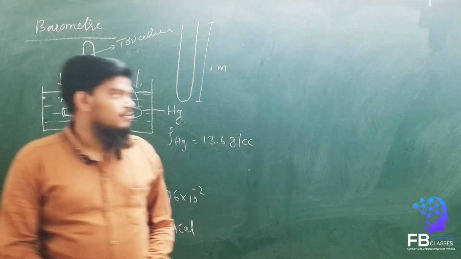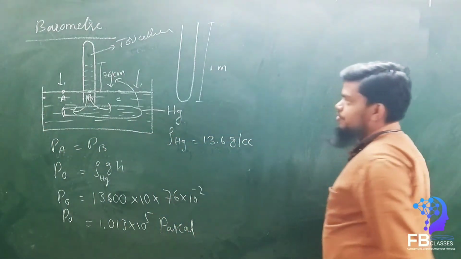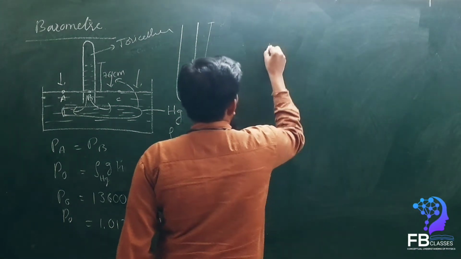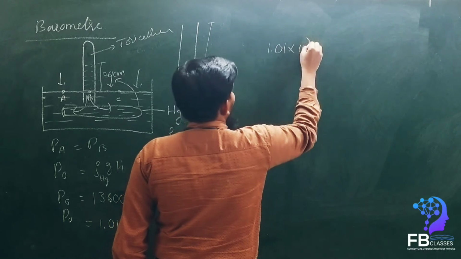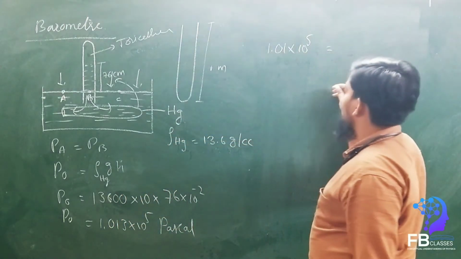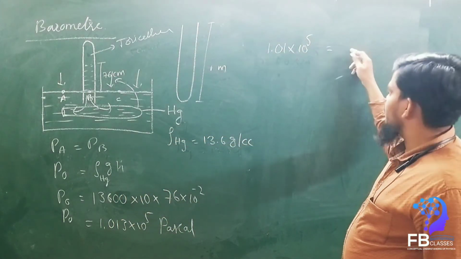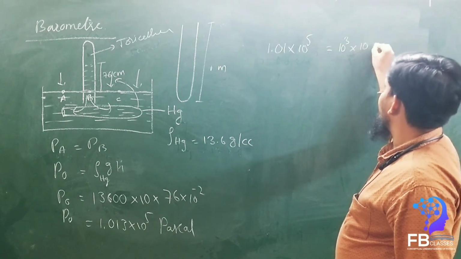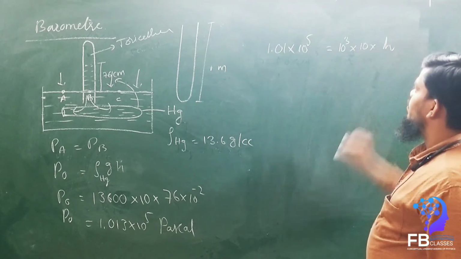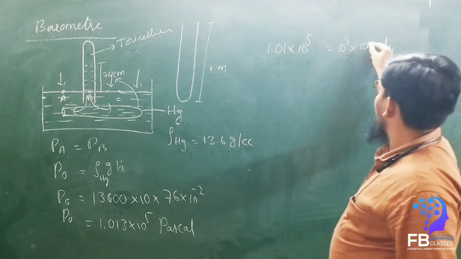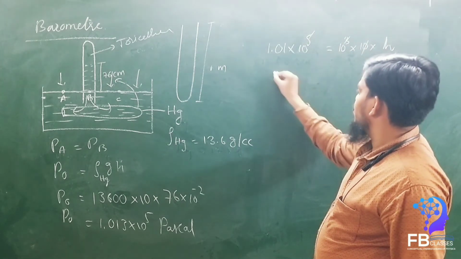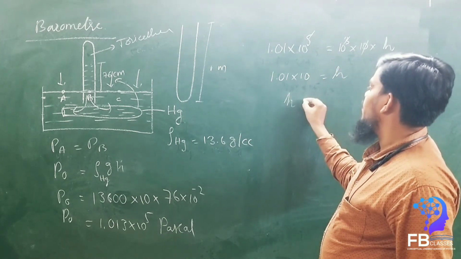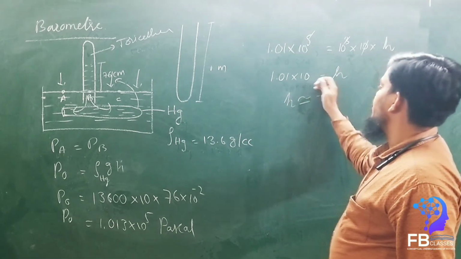For example, instead of mercury, if you take water, what will happen? Atmospheric pressure, 1.01 into 10 to the power 5, is equal to rho g h. Rho of water is 1 gram per cc, that means 10 cube, g is taken as 10, and we have to calculate the height. Four zeros will get cancelled, so 1.01 into 10 is equal to h. So h will come as approximately 10 meters.